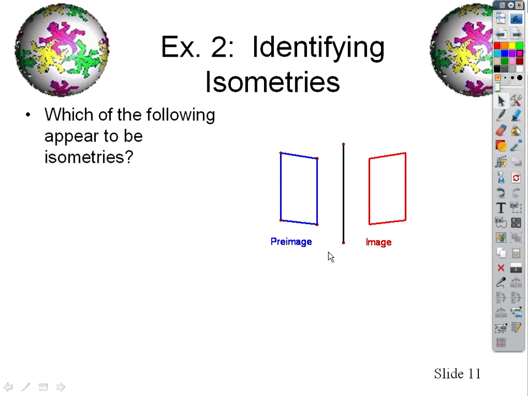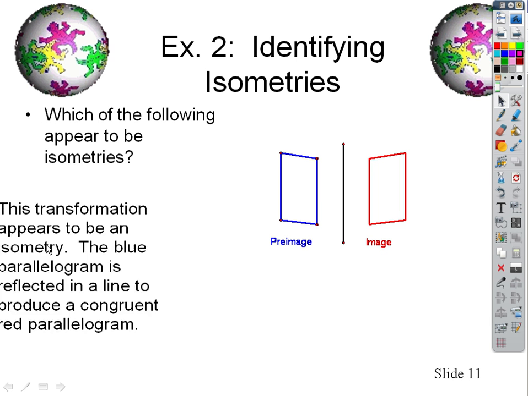Okay, does that appear to be an isometry? The blue pre-image and the red image? Yeah, what kind? What kind of isometry? An isometry is just a rigid transformation. What kind of rigid transformation? Yeah, it looks like a reflection, doesn't it? Good. Yeah, they definitely look congruent.